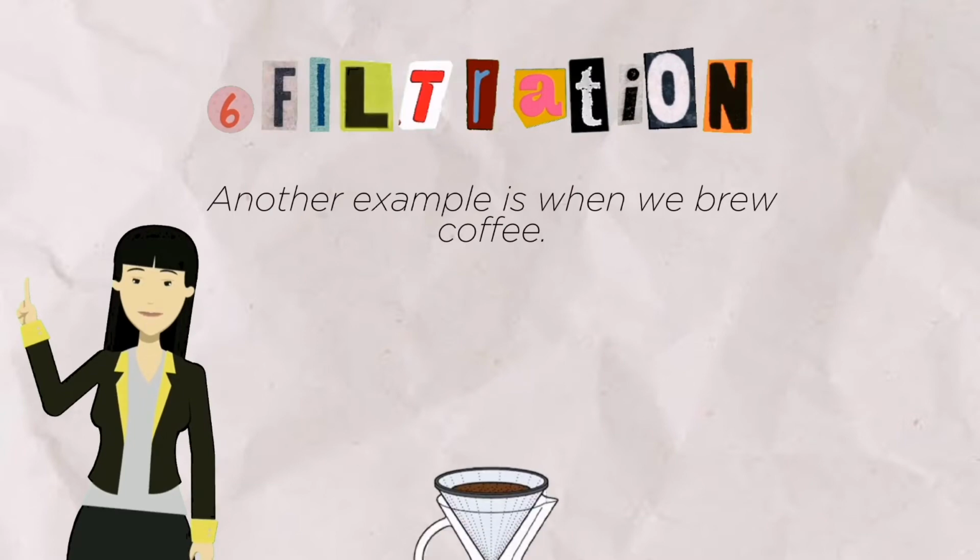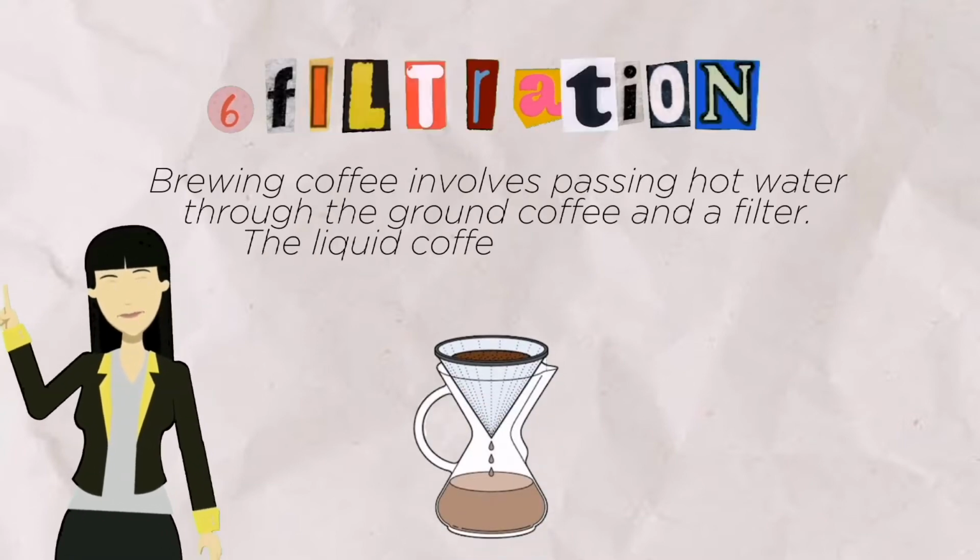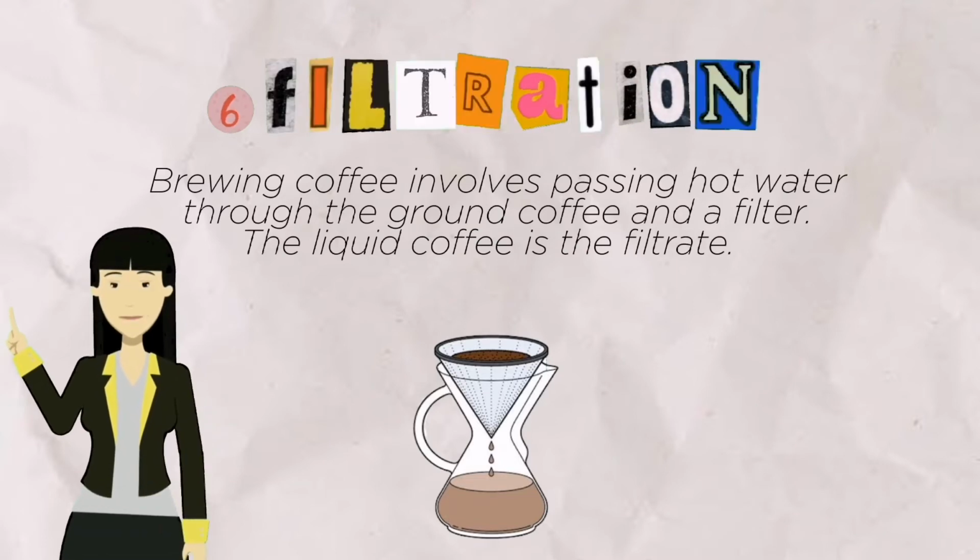Another example is when you brew coffee. Brewing coffee involves passing hot water through the ground coffee in the filter. The liquid coffee is the filtrate.